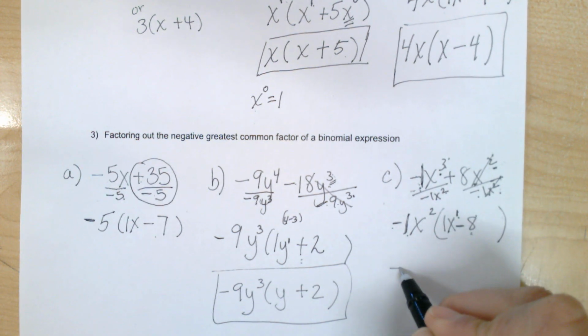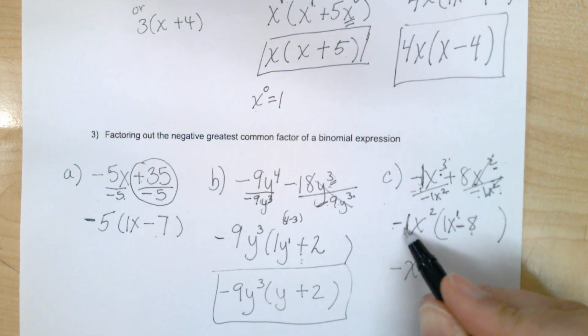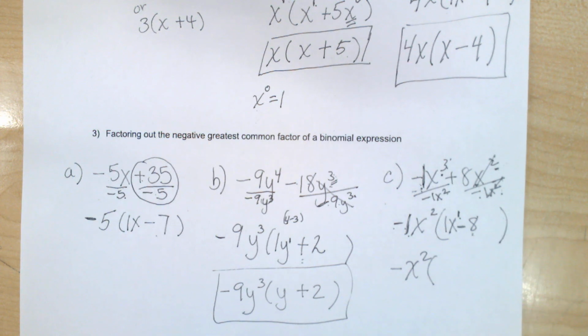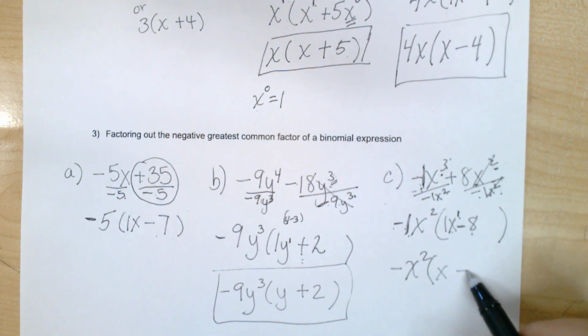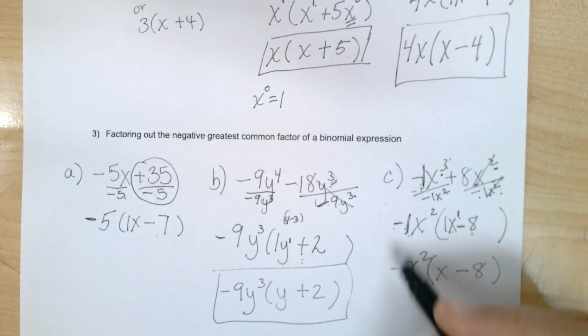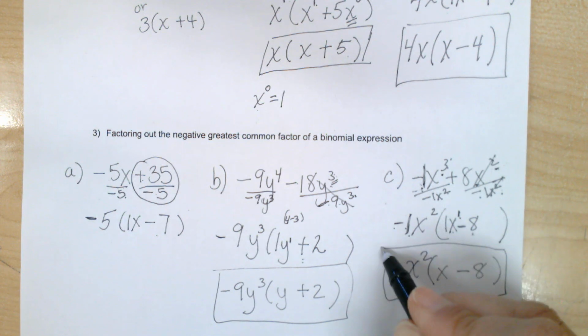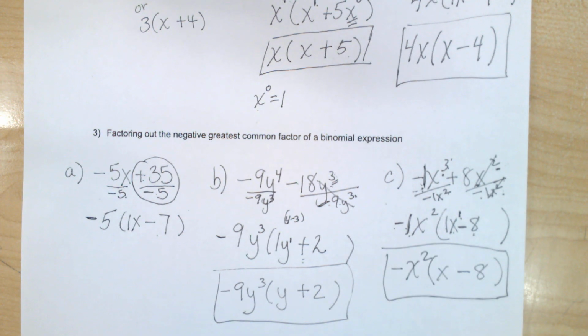Cleaning this up, -x squared, the 1 disappears, times the quantity x minus 8. These ones, again, they disappear, and now it's nice and simple and neat.